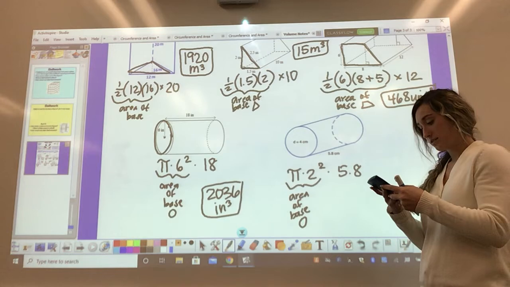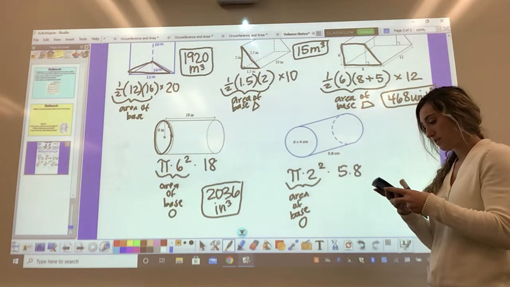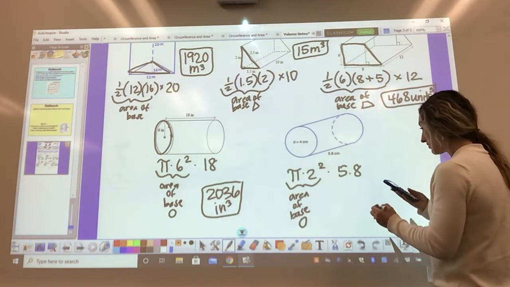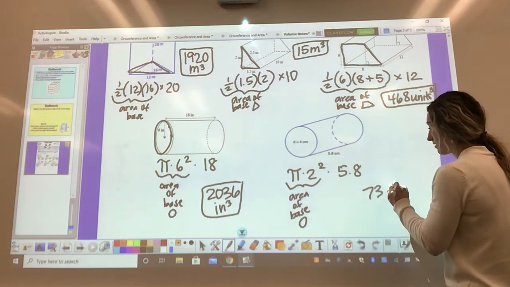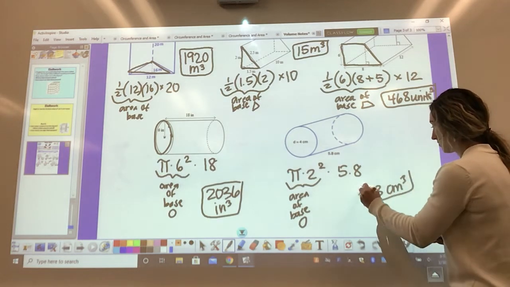So pi times 4 times 5.8. You get about 73 centimeters cubed.